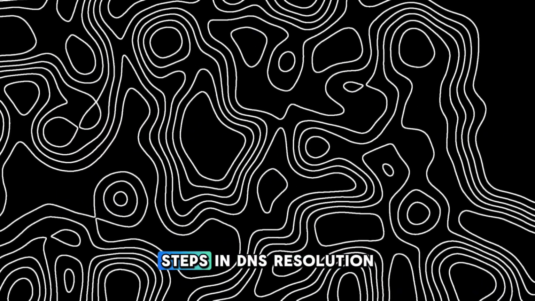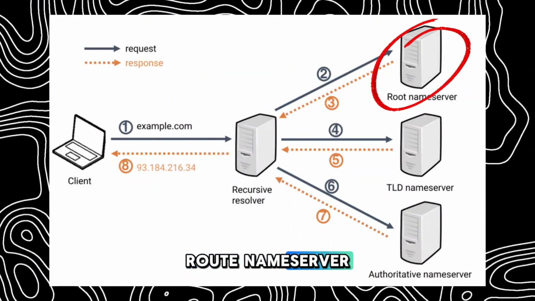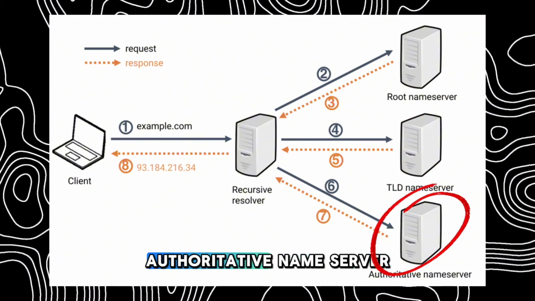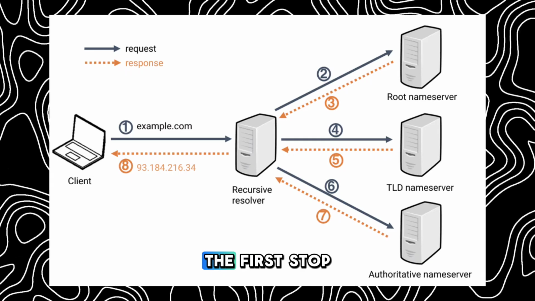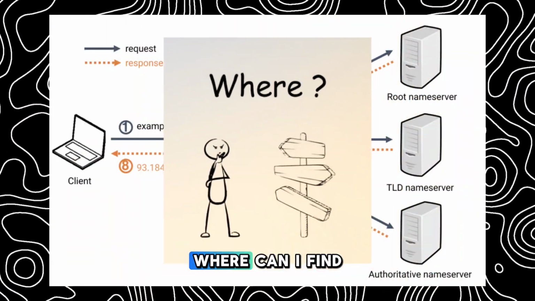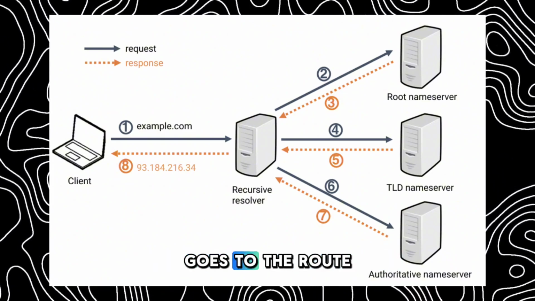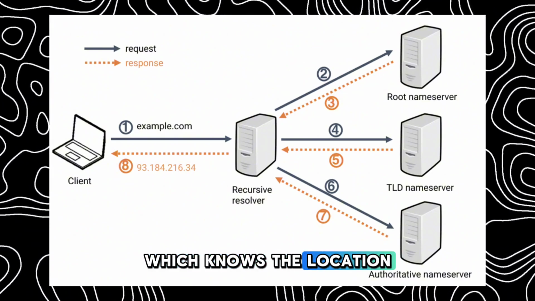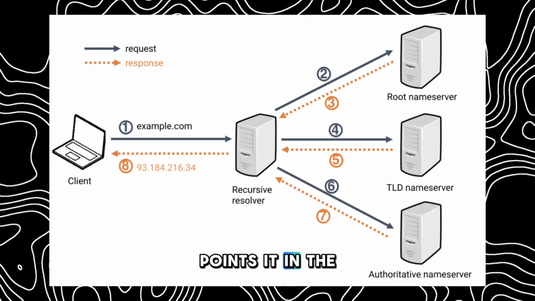There are four main steps in DNS resolution: recursive resolver, root nameserver, TLD nameserver, and authoritative nameserver. Let's break it down. The recursive resolver is the first stop. It's like a helpful guide that takes your request and asks, "Where can I find this website?" Next, the recursive resolver goes to the root nameserver, which knows the location of top-level domain nameservers. The root nameserver points it in the right direction.